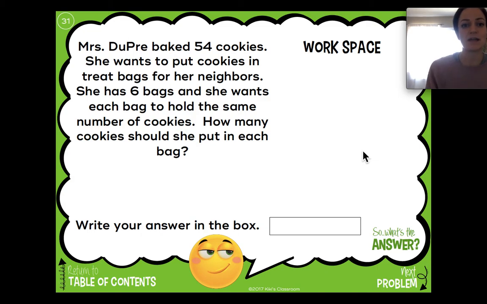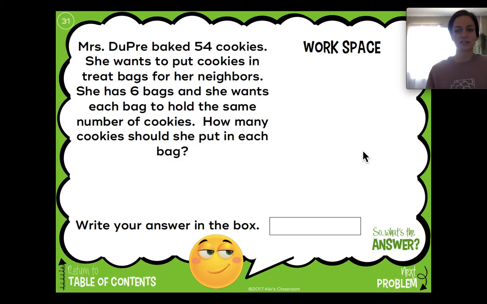Mrs. Dupree baked 54 cookies. She wants to put cookies in treat bags for her neighbors. She has 6 bags, and she wants each bag to hold the same number of cookies. Okay, how many cookies should she put in each bag?